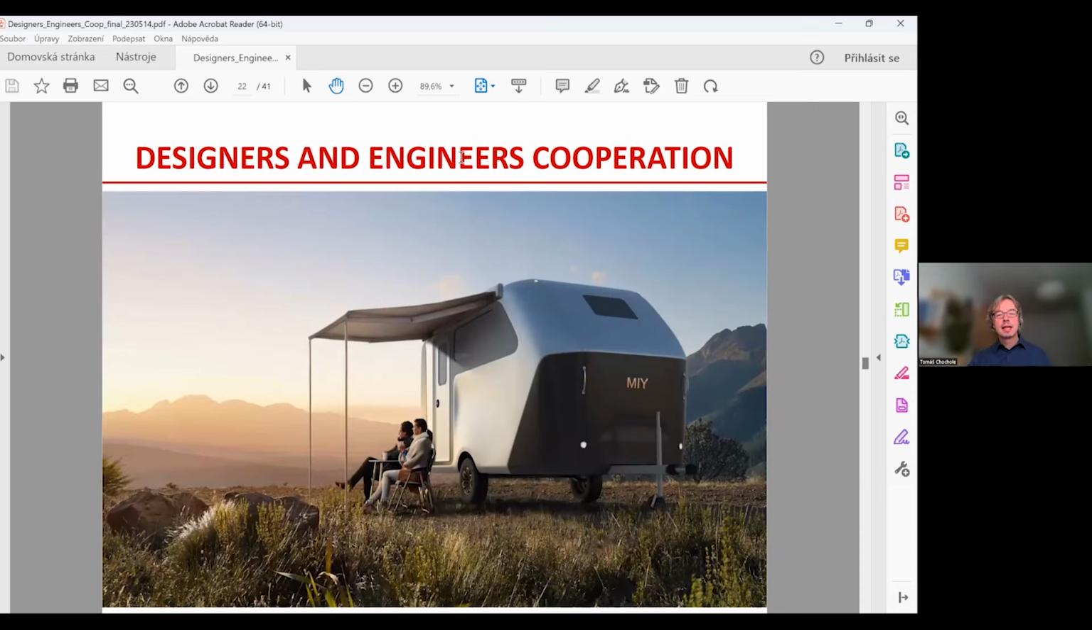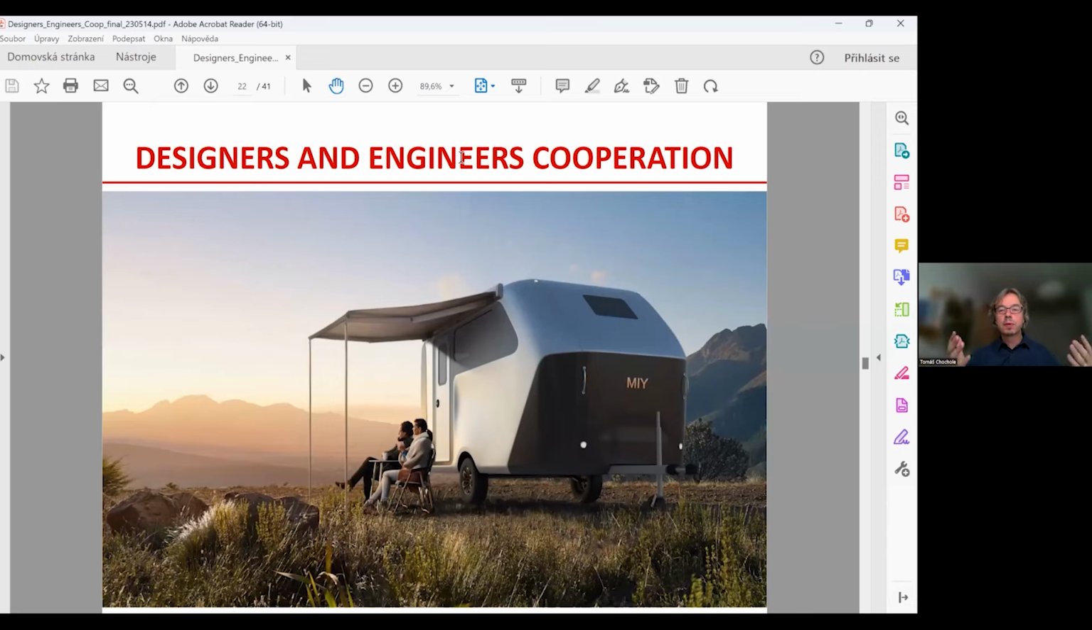Another example is about the project that we finished with our designers team at the end of 2019. The topic was the new design of caravans. The customer was one of the Chinese companies close to the capital city, Beijing, and it is one of the three biggest producers of caravans in China. They asked us if we could prepare a new design solution for them. So we said, yes, why not?